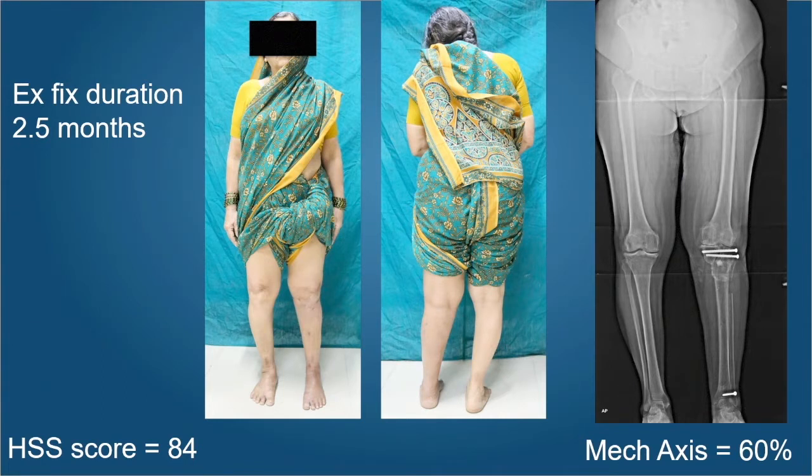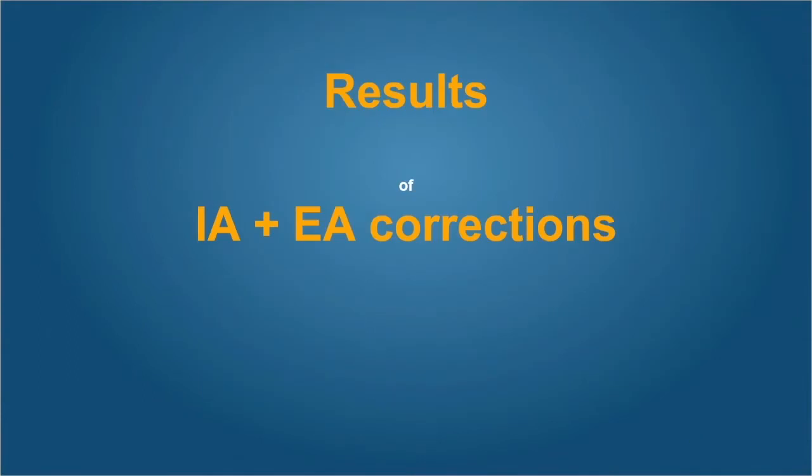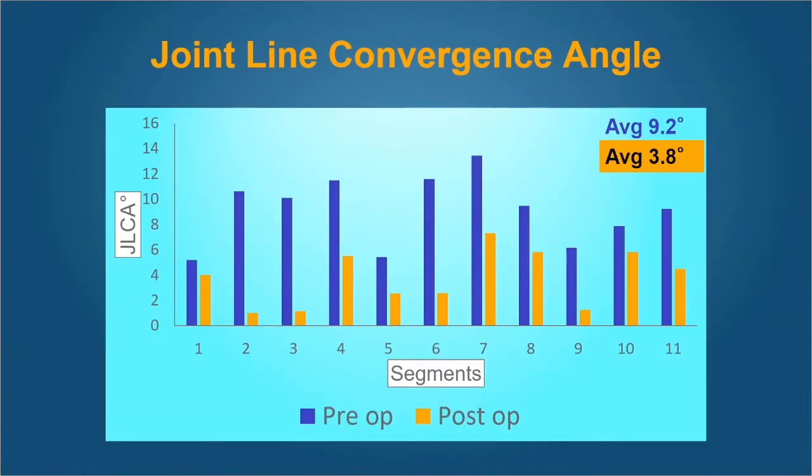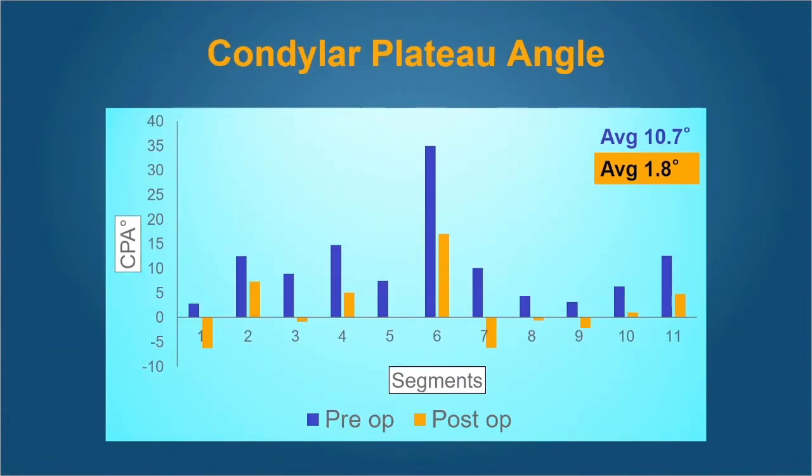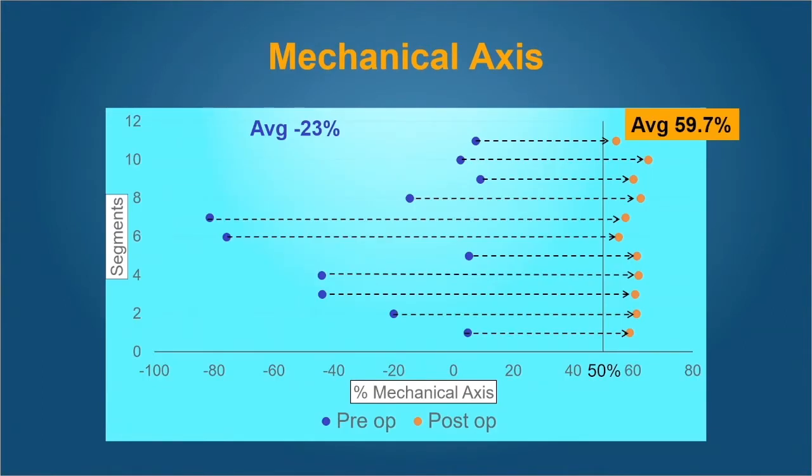So the results of the combined correction we got were an improvement in the JLCA, an improvement in the condylar plateau angle, which is much more, but not statistically significant from the intra-articular alone group, and the mechanical axis deviation, most gratifyingly, from a -23, which had gone up to a +38% correction in the intra-articular, has gone up to almost 60%. So the X-fix adds a level of precision to this.